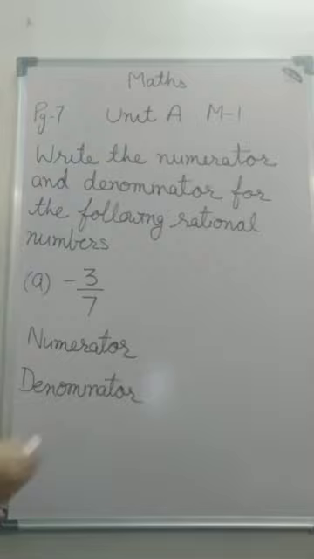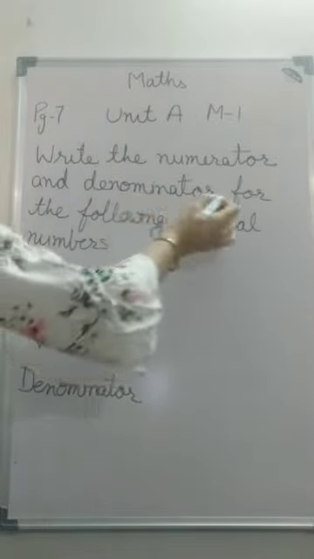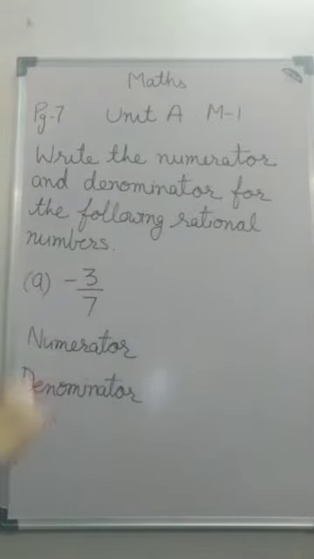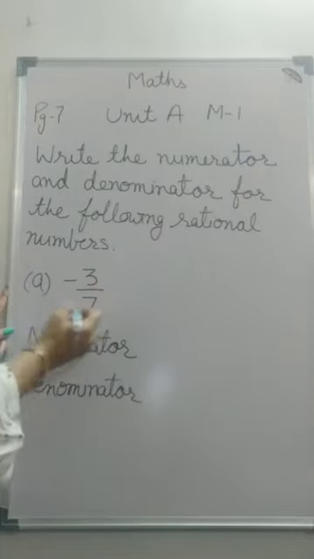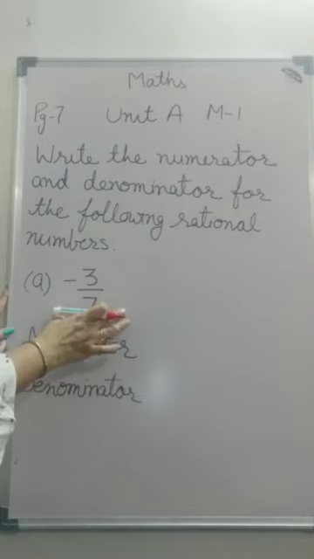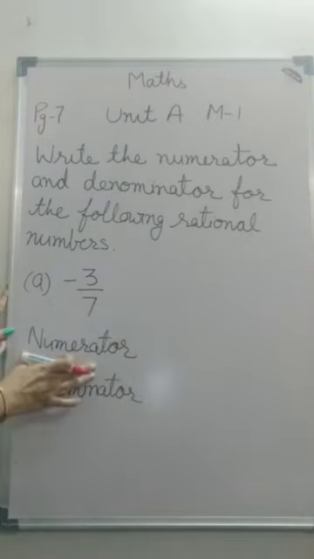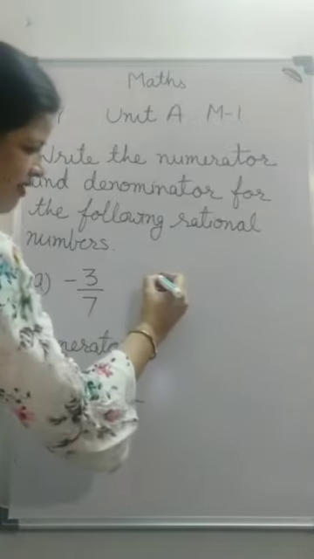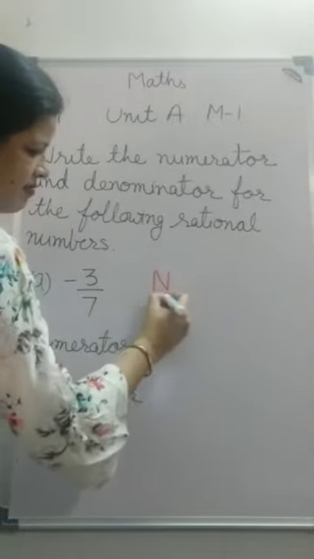First question is, write the numerator and denominator for the following rational numbers. The first question is a is equal to -3 upon 7. This is a question given to us. So how do we write? Numerator is, just see the numerator. Which one is numerator? Here we have a rational number. We can write like this.